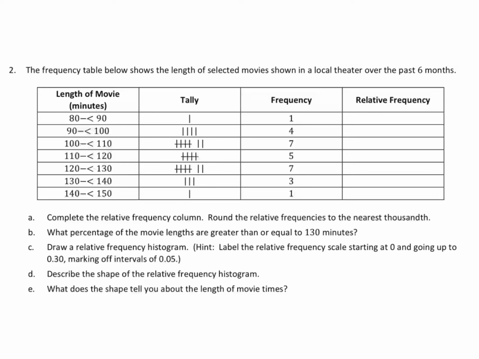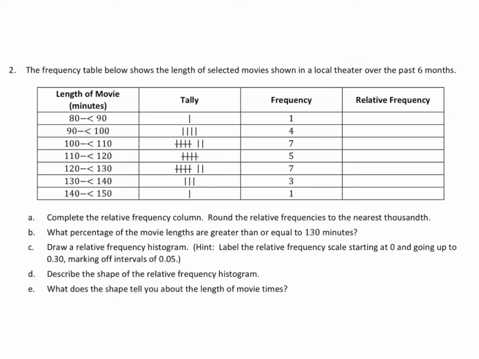The frequency table below shows the length of the selected movies shown in a local theater over the past 6 months. A says complete the relative frequency column. Round the relative frequencies to the nearest thousandths place. First, we need to start by finding the total amount of movies that they calculated, or how many movies they observed.